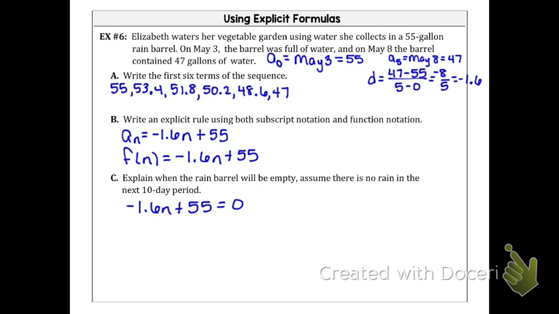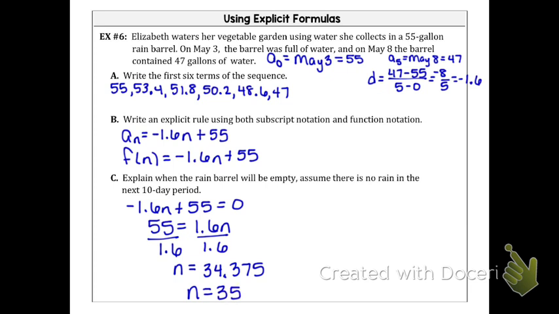Okay, so let's see, we get 55 equals, I'm adding the 1.6 in to both sides, divide by the 1.6, and we get n is 34.375, which means on day 35, the barrel will be empty. I keep saying the bucket, I'm sorry. The barrel will be empty.